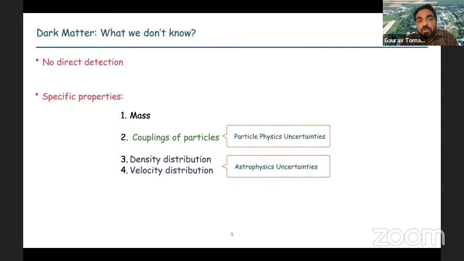Okay, so what do we not know about dark matter? Well, we do not know many things. For example, we do not know its mass, we do not know what kind of interaction dark matter has with the standard model particles, and we also do not know its density and velocity distribution. That is the reason there are a lot of uncertainties involved in the calculation or prediction.